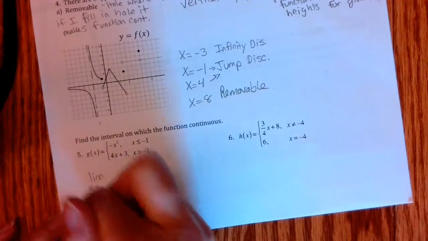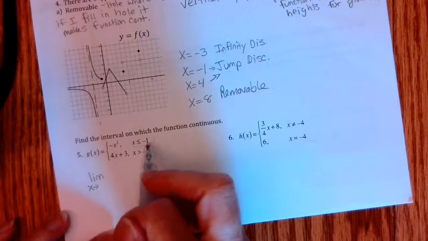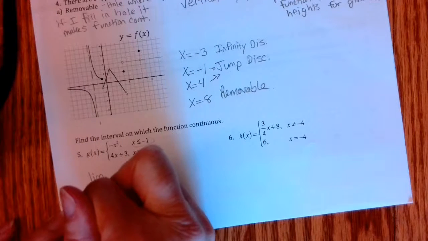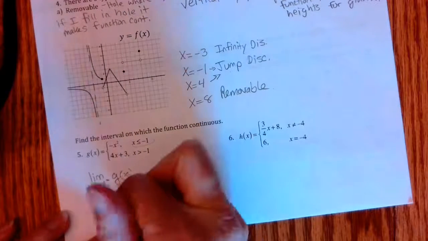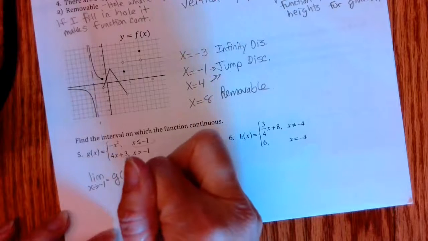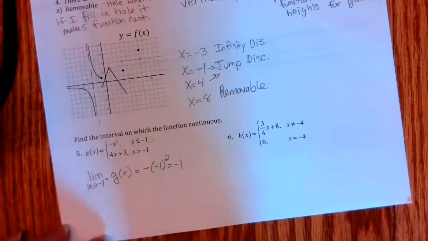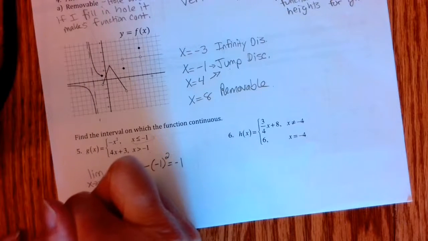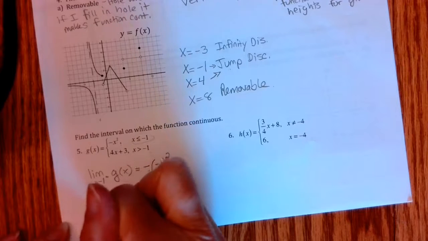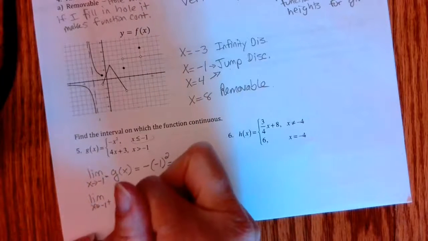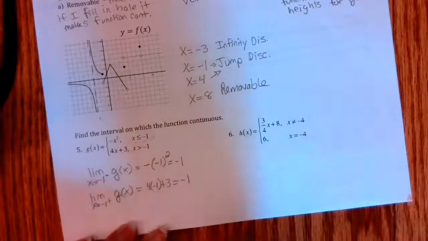So we're going to analyze using limits each piece. The first piece is for x less than -1, so I'm going to say the limit as x approaches -1 from the left on my function g. If I analyze that piece, it's -1 squared, which gives me -1. Then I go to the other side. The limit as x approaches -1 from the right on g would be 4 times -1 plus 3, which gives me -1.